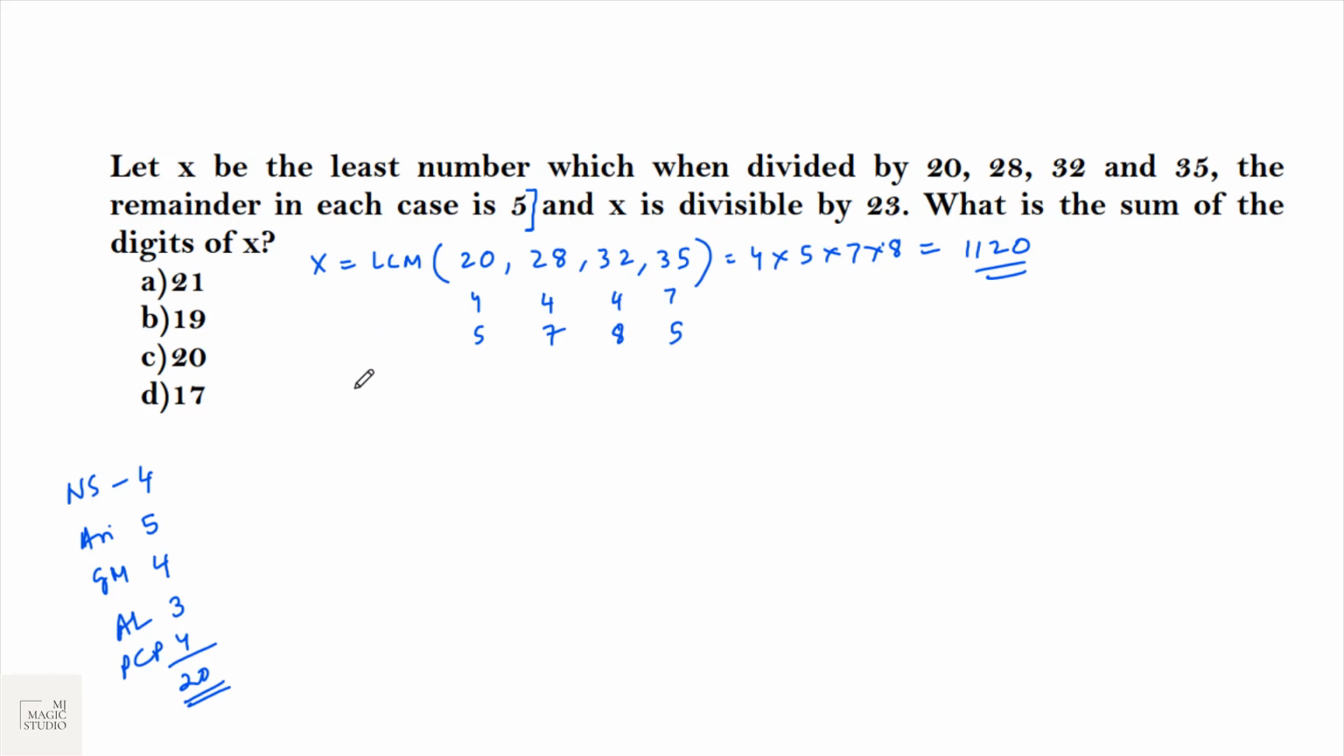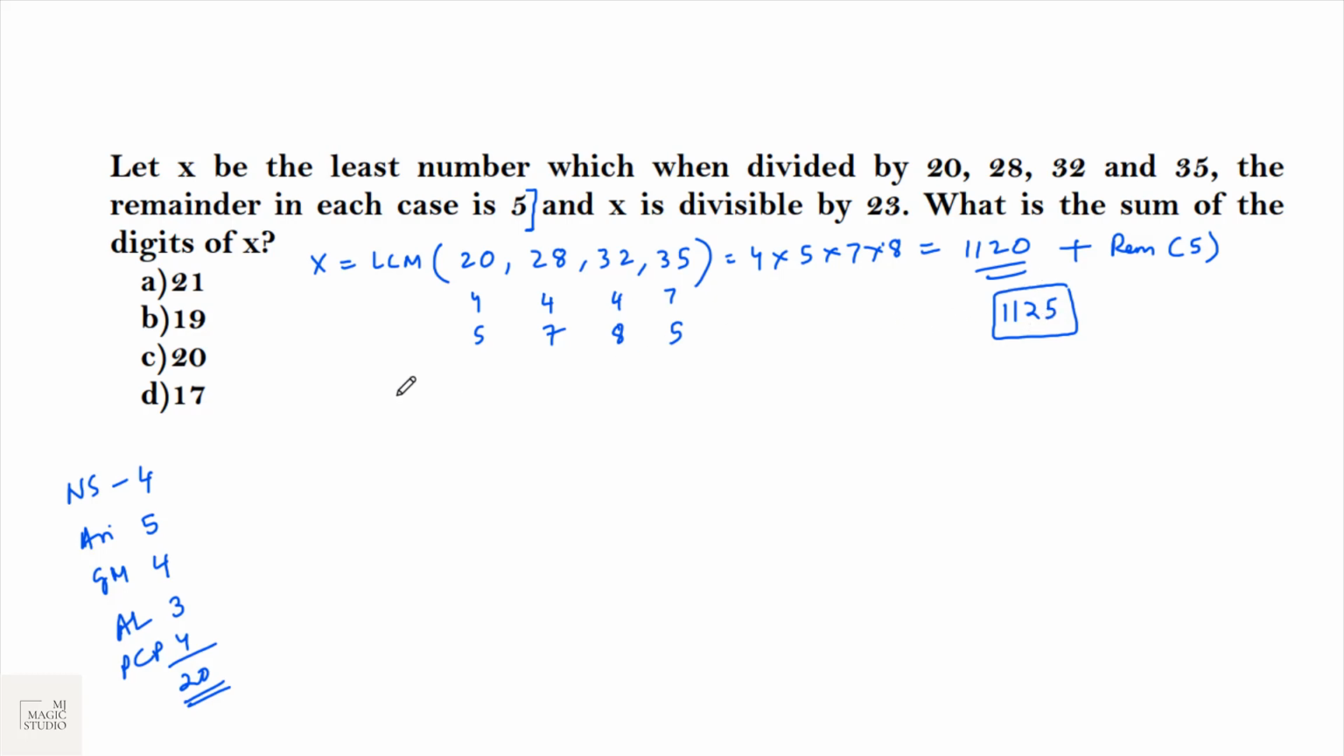Then if no other information is given, the least number which we are looking for is the LCM of the divisors plus the common remainder. The common remainder in this case is 5. So the smallest number is 1125. Great. But we have some other information also. And what is that information? That x is divisible by 23. So when we divide 1125 by 23, it is not divisible.